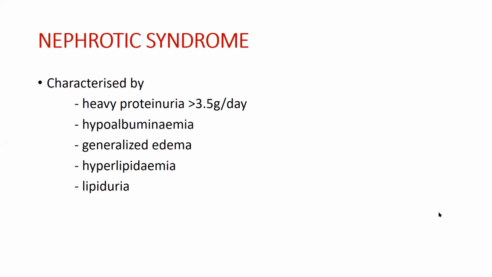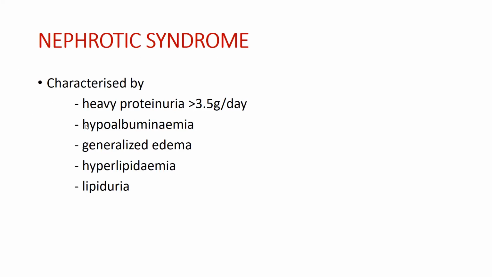The next clinical picture is nephrotic syndrome. Now, these are features that you need to know by heart and understand well. Nephrotic syndrome is characterized by heavy proteinuria of more than 3.5 grams per day. If you remember our discussion yesterday, we mentioned that a normal person can pass up to 150 milligrams of protein per day. So to call it nephrotic syndrome, 3.5 grams, which means 3,500 milligrams of protein per day, you need to have.